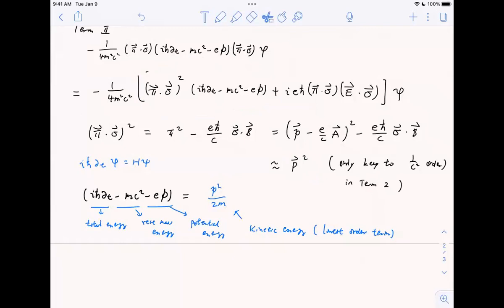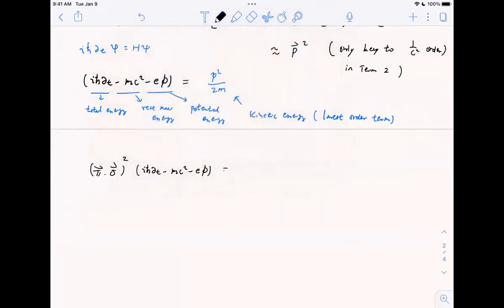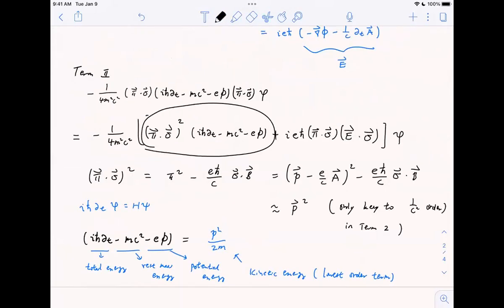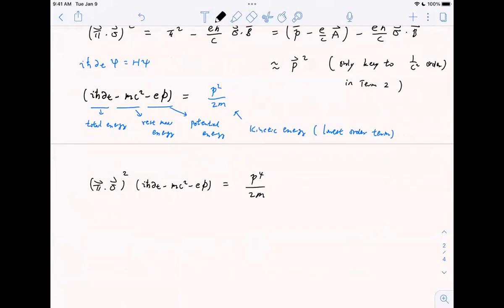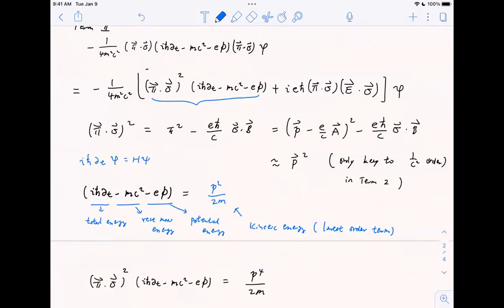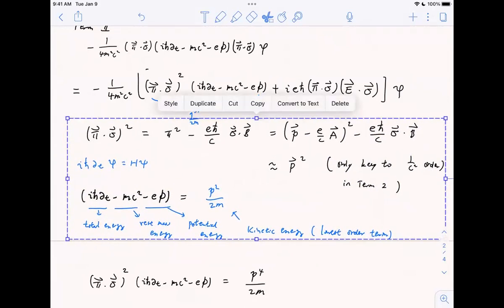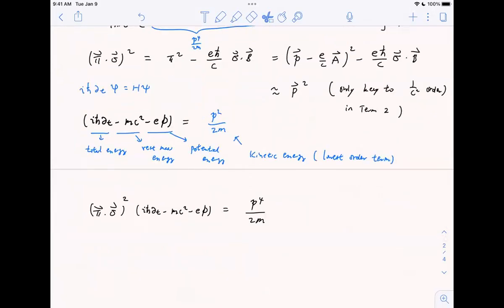So this whole thing, copy, will just give you p to the power 4 over 2m. This first term is very simple, just p to the power 4 over 2m. So we dealt with this one. Let me just group it here. Okay, something like that.